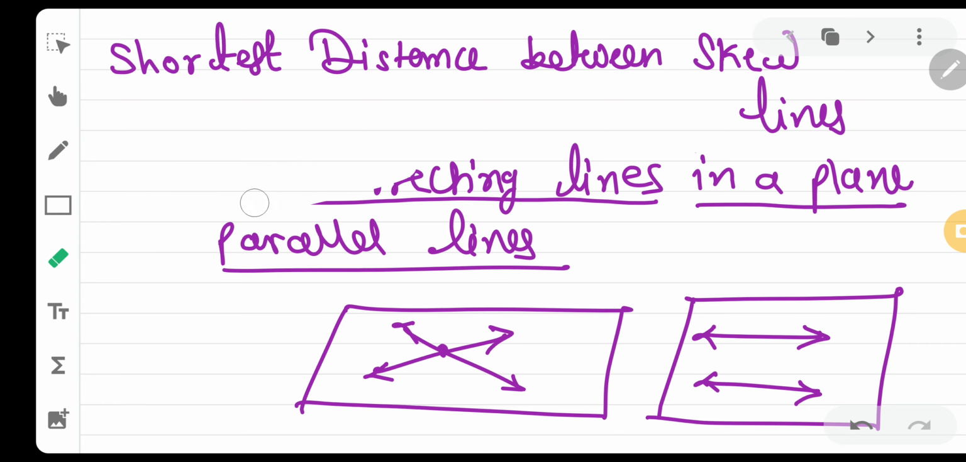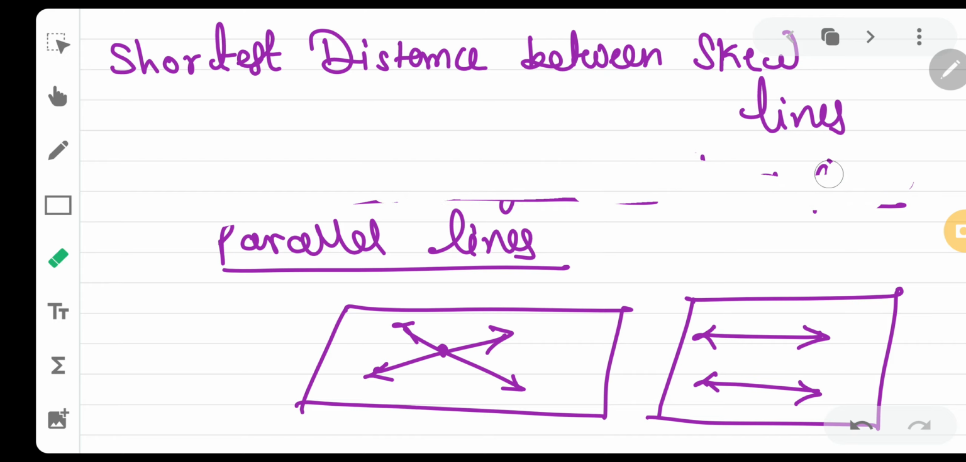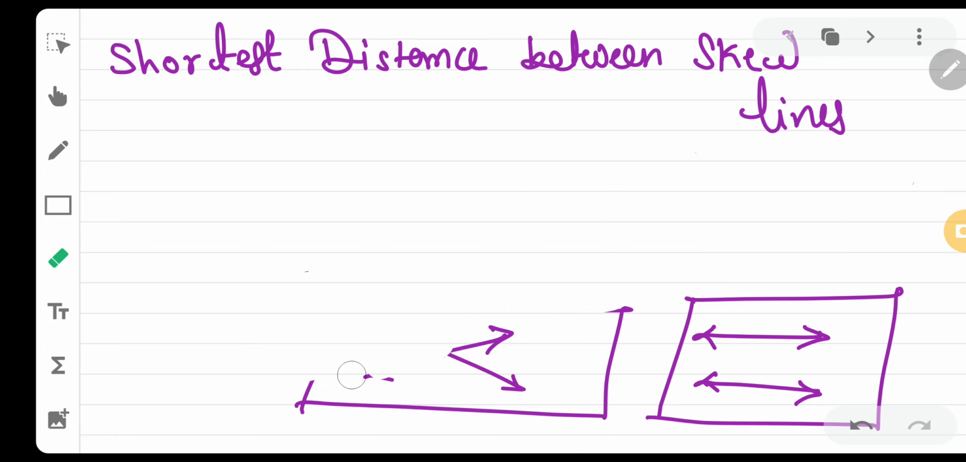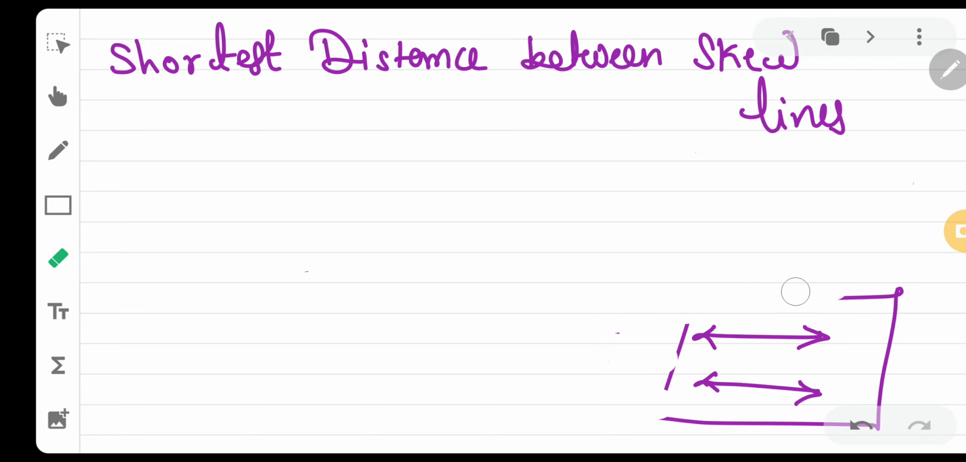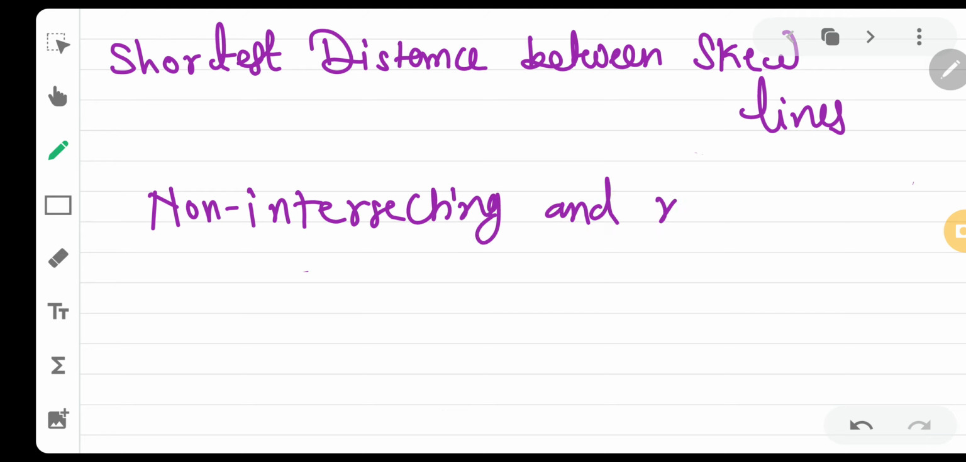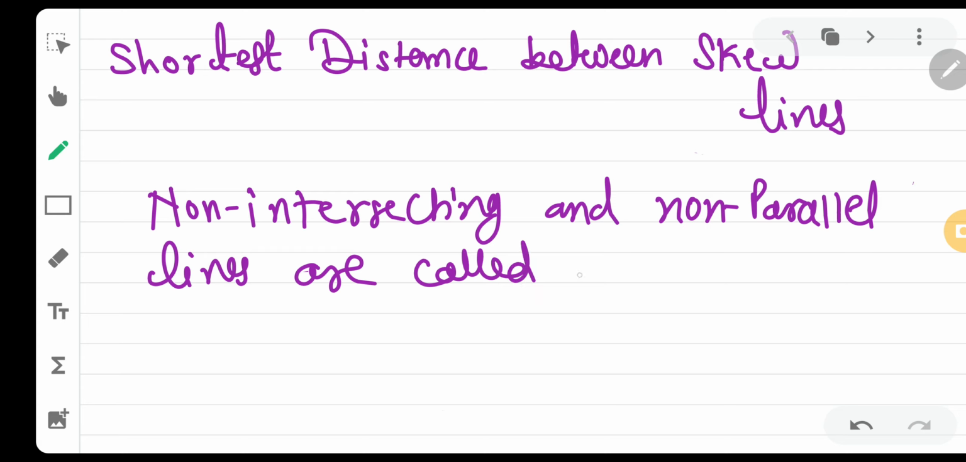Exactly this half knowledge hinders us from understanding what skew lines are, because the definition of skew lines breaks the knowledge that we had since our childhood, that non-intersecting lines are parallel lines. So let me correct that first. Non-intersecting lines which are lying in the same plane are parallel lines. Then what are skew lines? Skew lines are non-intersecting and non-parallel lines, right? See the magic. Non-intersecting and non-parallel lines are called skew lines, right?